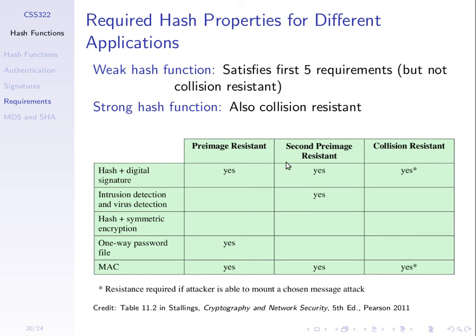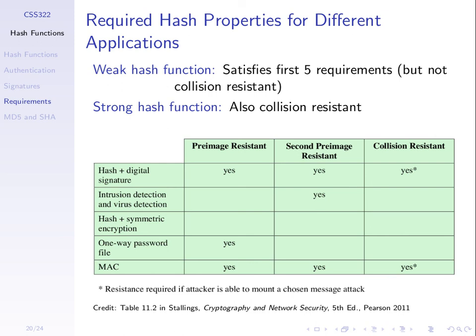So if we use the hash algorithm for a digital signature, we would generally like that hash algorithm to have all those three properties. This one is under certain conditions, but we'd generally like an algorithm such that an attacker cannot do a brute force attack against any of those three properties.